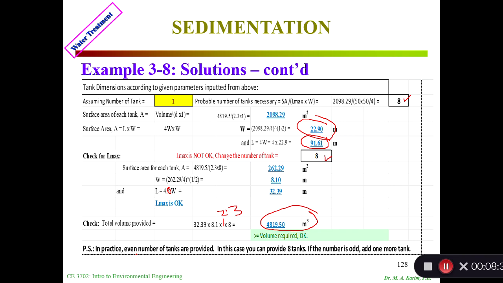So in practice, an even number of tanks is provided. In this case, provide 8 tanks. If the number is odd, add 1 more tank. It's a kind of suggestion. It's not required. I have seen odd numbers of tanks in different places. It's not a big deal.